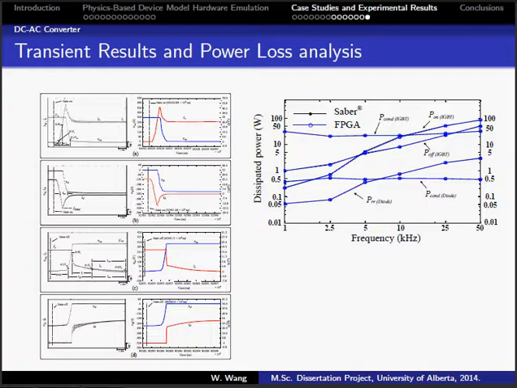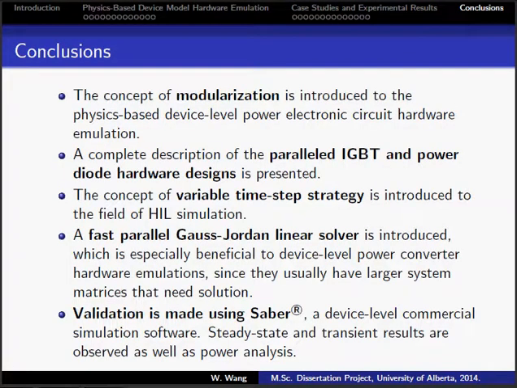Conclusions. The concept of modularization is introduced to the physics-based device for power electronic circuit hardware emulation. Second, a complete description of the parallel IGBT and power diode hardware designs is presented. Also, the concept of variable time-step strategy is introduced to the field of HIL simulation. A fast parallel Gauss-Jordan linear solver is designed in this project. Most importantly, validation is made using Saber, a sophisticated device-level commercial simulation software. Steady-state and transient results are observed as well as power analysis.